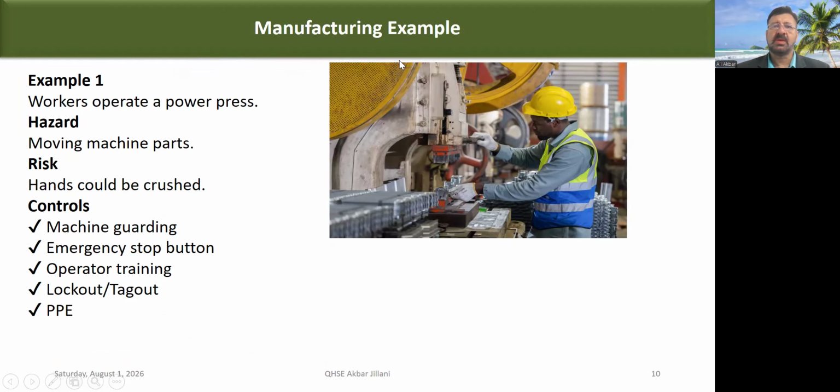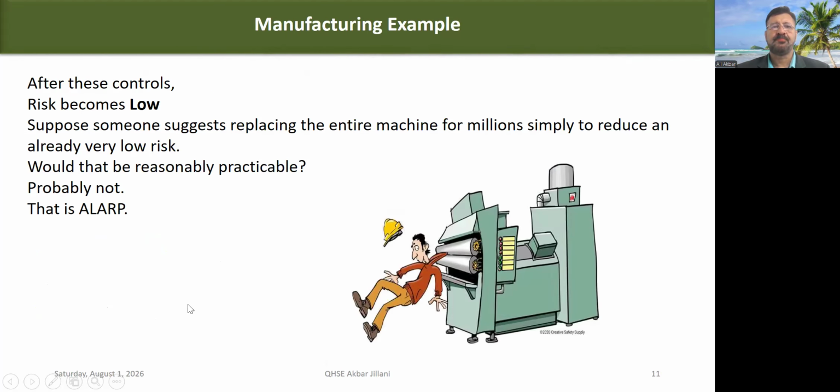Now examples. We are taking some examples in manufacturing to make this more clear. A worker operates a power press. Hazard: moving machine parts. Risk: hands could be crushed. Control: machine guarding, emergency stop button. Now operator training, lockout, tagout, PPE. These are the control measures. After these controls, risk becomes low.